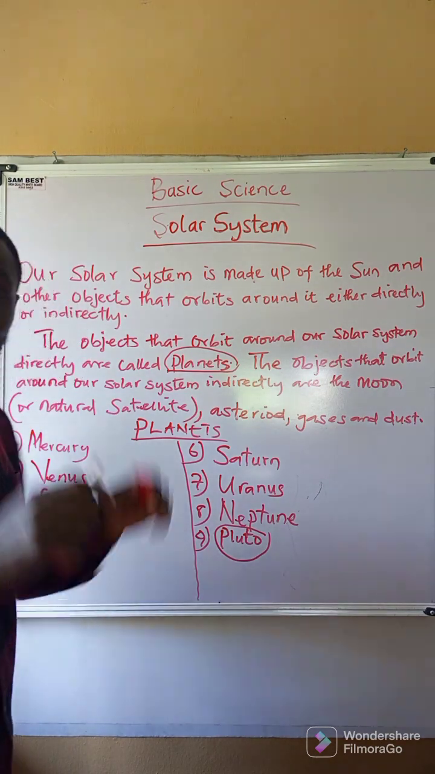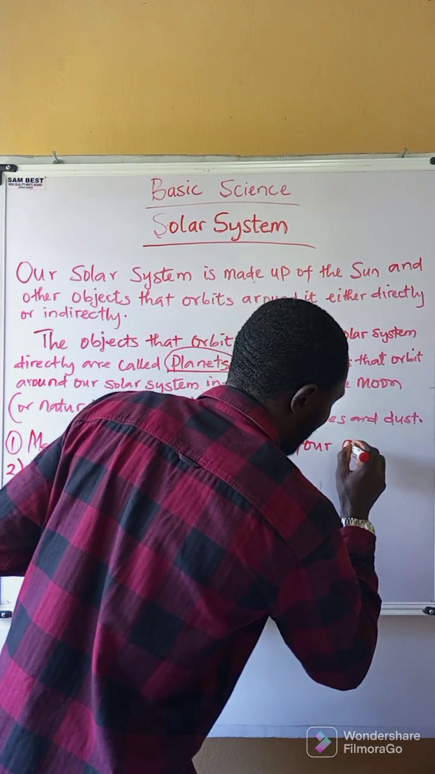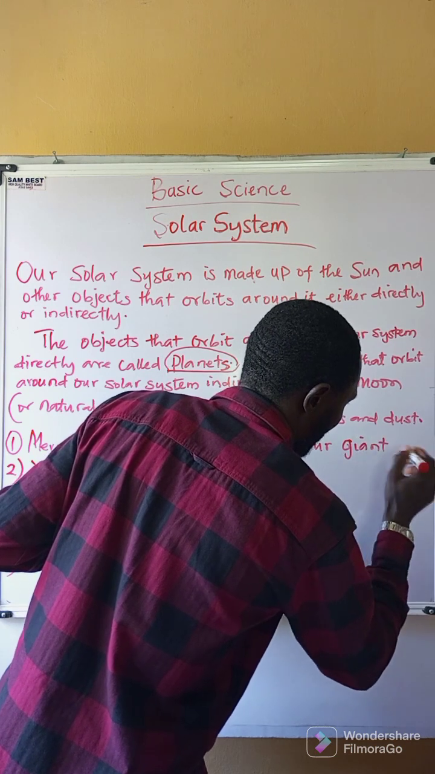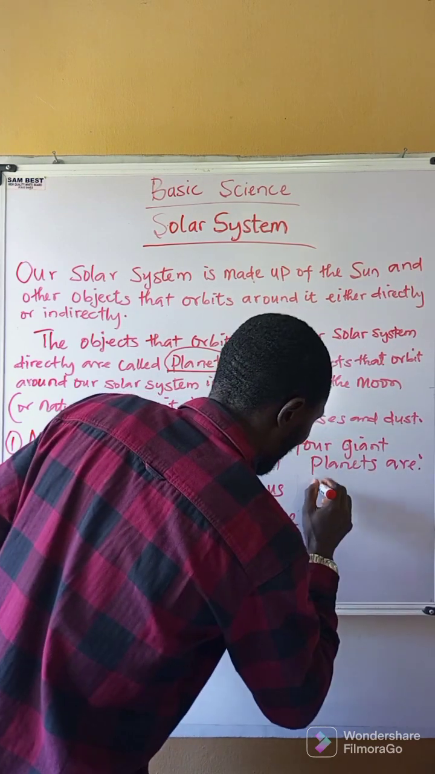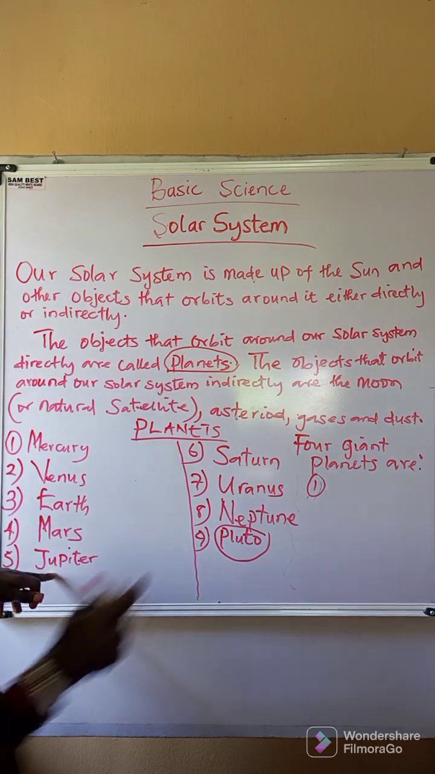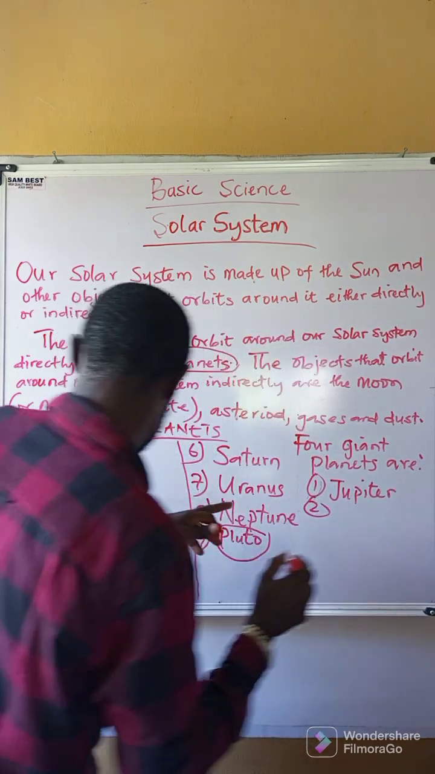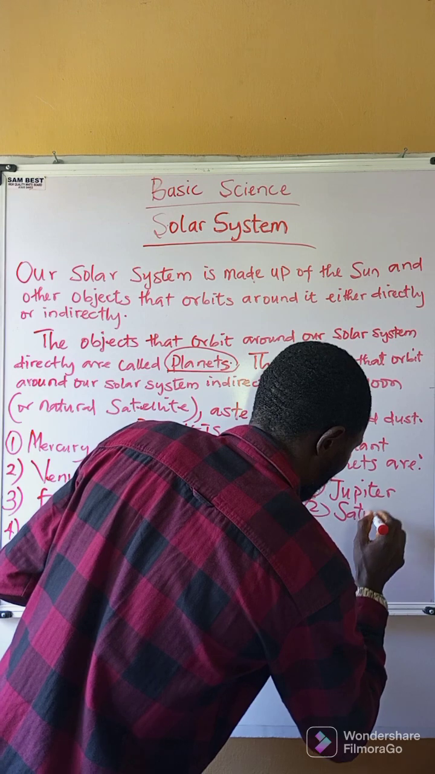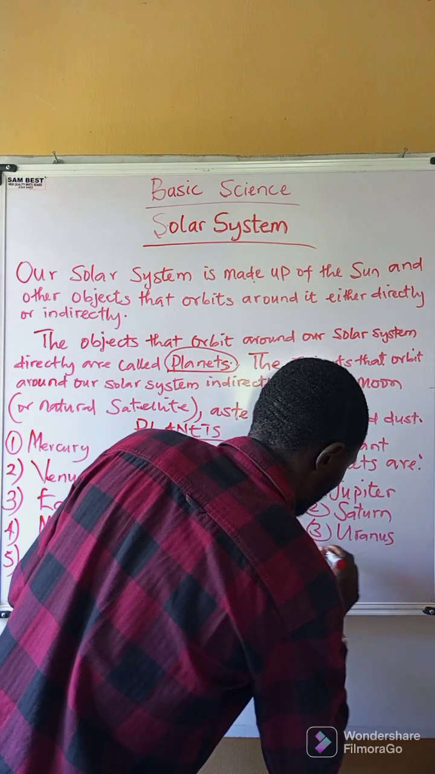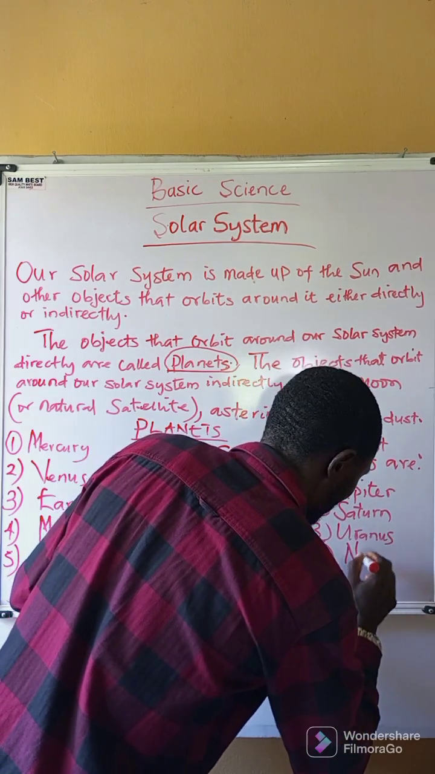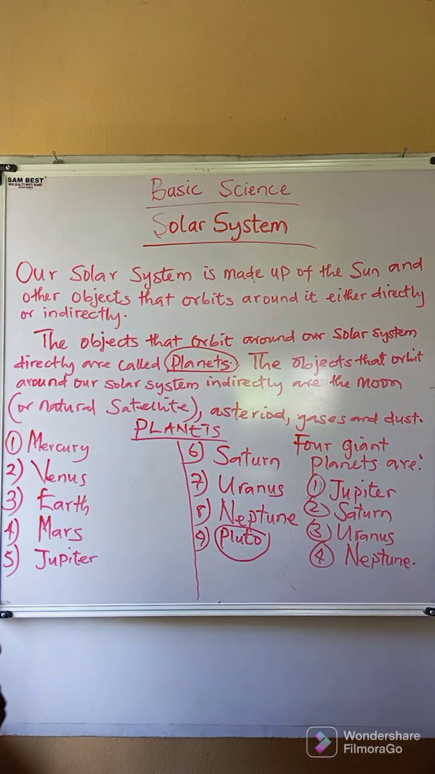So the four, I'll just mark it out for you to know. The four giant planets are: one, Jupiter; two, Saturn; three, Uranus; four, Neptune. Yes, these are the four giant planets we have.